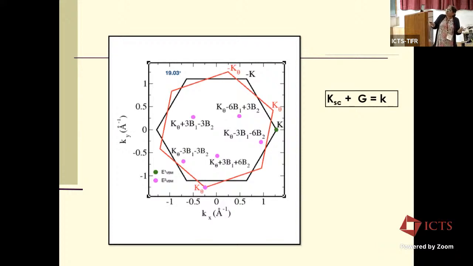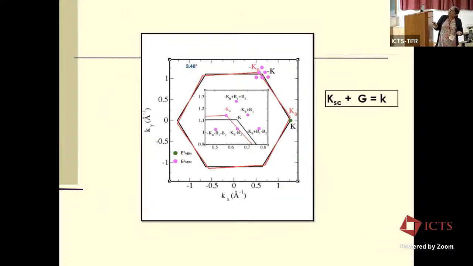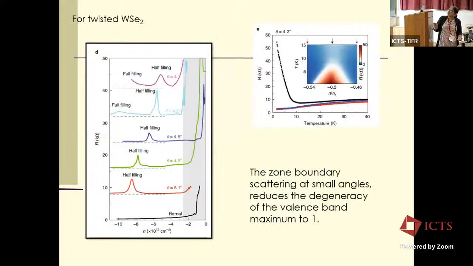And that's why what we see is that the band structure is pretty much similar to the untwisted limit. However, go to 3.48, and it's the same notation. What you see is that all the points are close to the Brillouin zone boundaries, and so they experience very strong scattering in this case. And as a result, we see the flat band formation happening in this case.